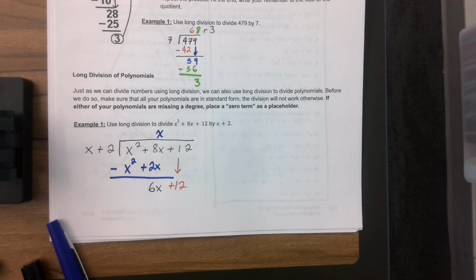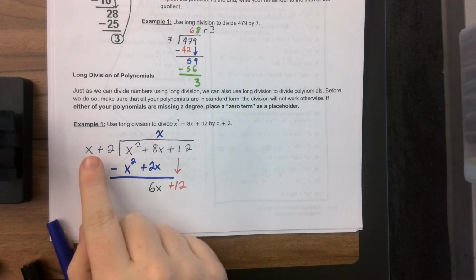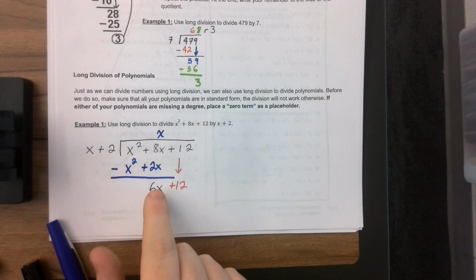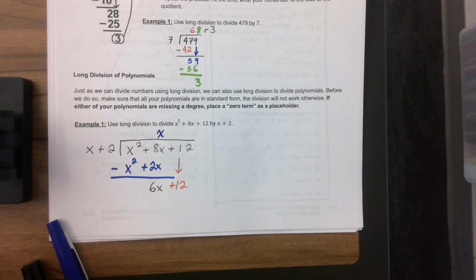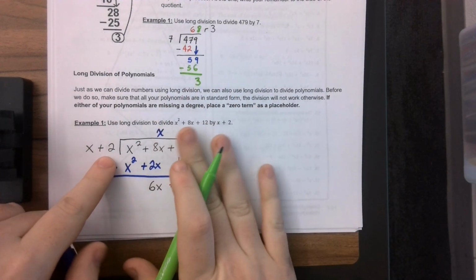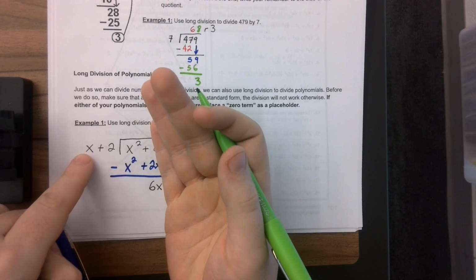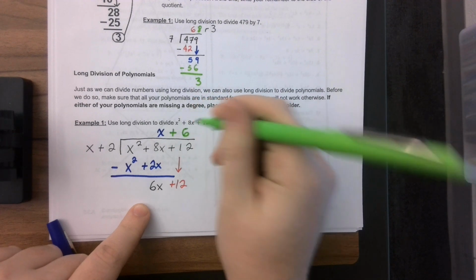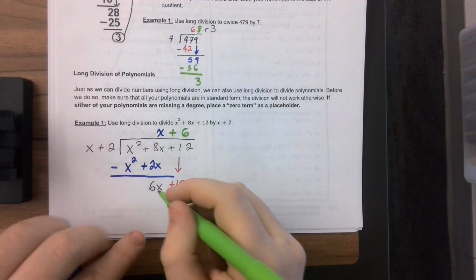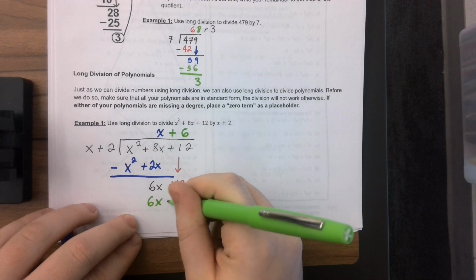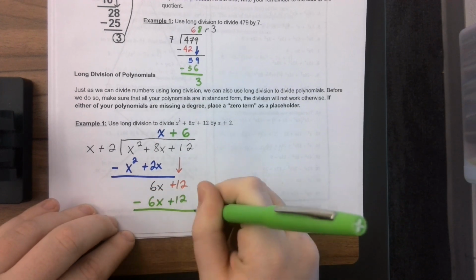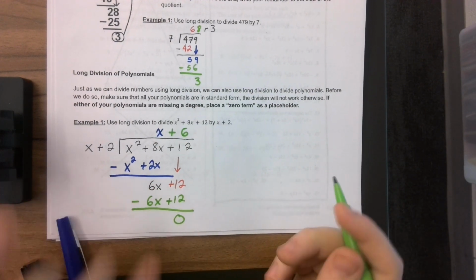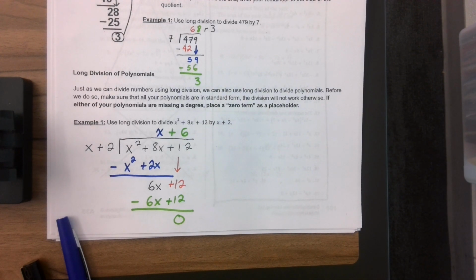And now we repeat the process. Is there something that I could multiply x plus 2 by to get 6x as the first term? Well, yes, x plus 2. If I wanted to get 6x from x, I should multiply by 6, right? So we can do plus 6. If I multiply x plus 2 by 6, I get 6x plus 12. And would you look at that? When we subtract them, we get 0. We have no remainder. We are good to go. We have just successfully done the long division.